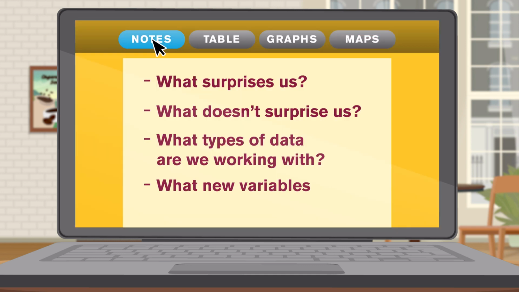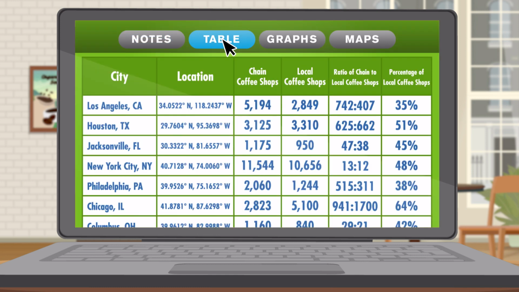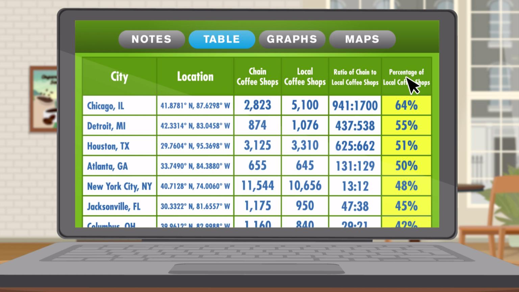Or maybe, what new variables can we craft? Maybe we have counts of different types of coffee shops, but what we really want is a percentage of non-chain shops per city. Calculate it. And sometimes we don't even need a graph to learn something from our data. An informative table may be enough. Ranking cities by our newly calculated non-chain percentage variable might reveal which cities are most invested in local businesses versus which are heavily invested in chains.